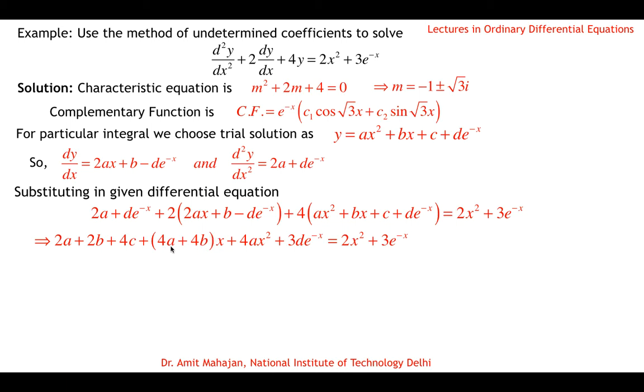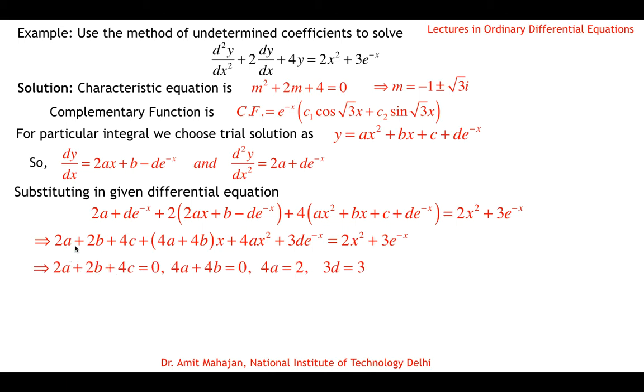The coefficient of x is 4a plus 4b, and on this side the coefficient of x is not there, so it must be 0. So 4a plus 4b equals 0. There is no constant term on this side, so the constant term must be 0. So 2a plus 2b plus 4c must be 0.